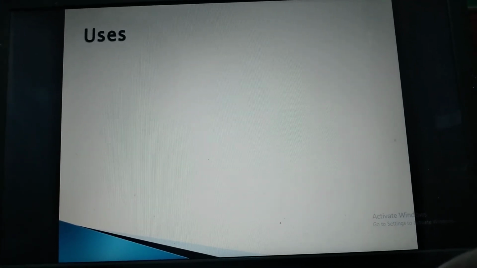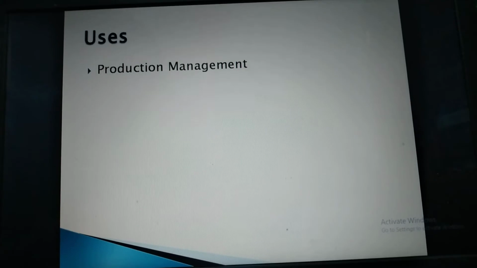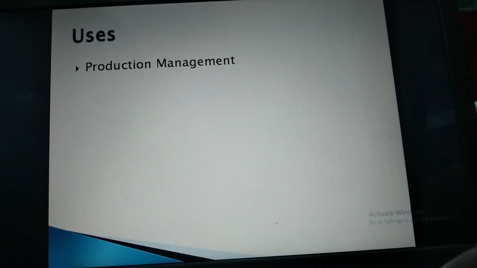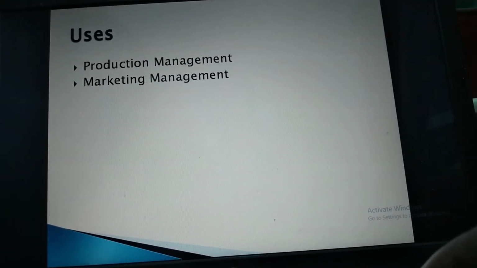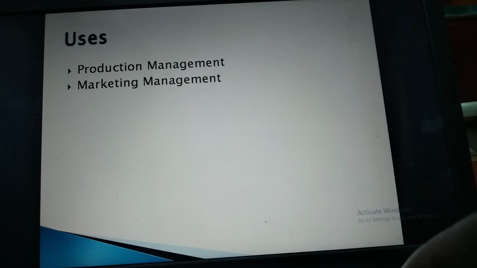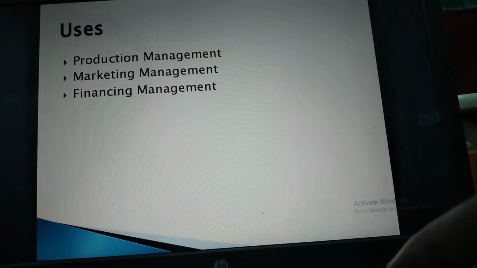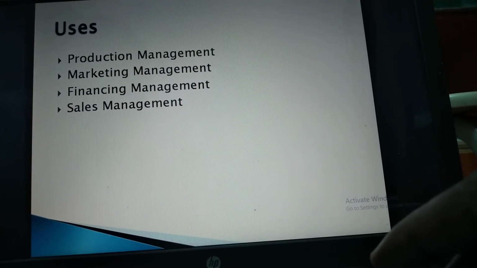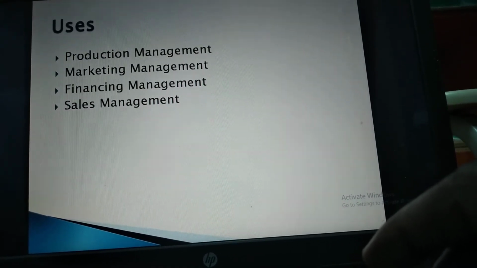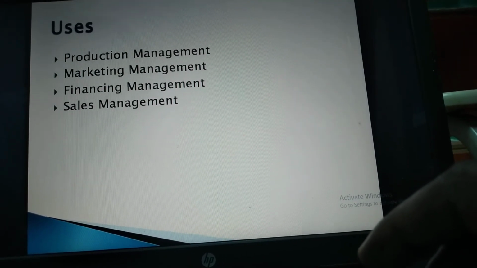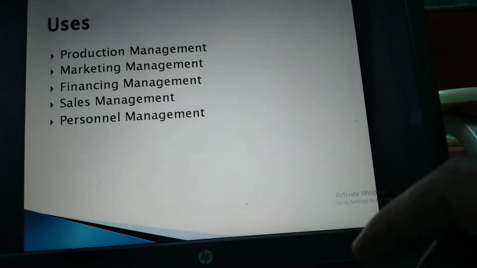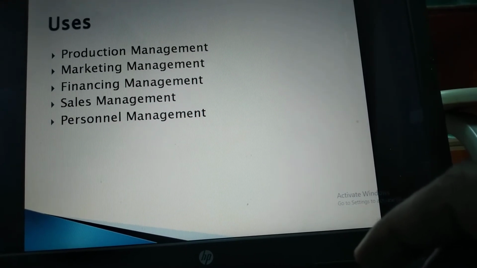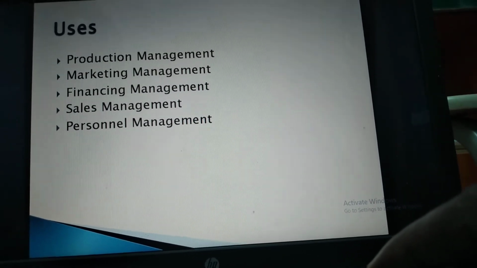Uses. How do you use linear programming? 1, in production management, when producing goods, determining the location of production, determining the location of warehouse, determining the location of marketing. 2, marketing management, getting the best model of marketing your product. 3, financial management, determining the best source of financing your business or operation. 4, sales management, how will you sell your products? Where the salesman will go, at what time. All is based on linear programming. Personnel management, in time of hiring and firing, you need linear programming. Getting the right people for the right job is the work of linear programming.